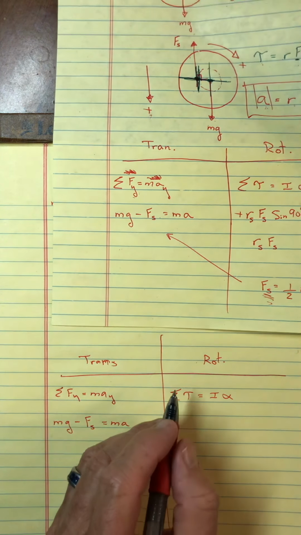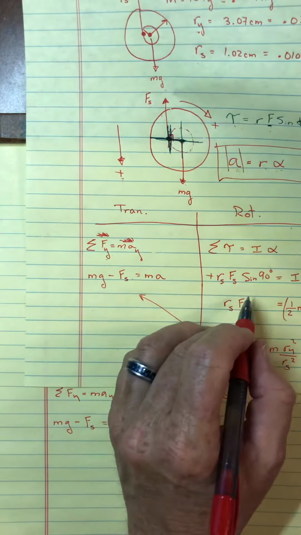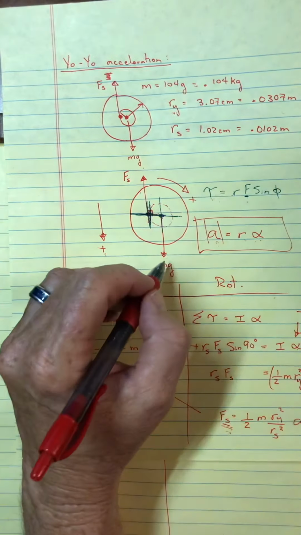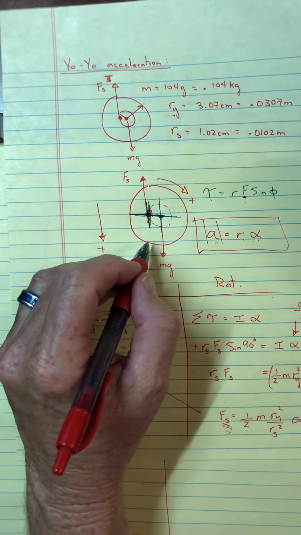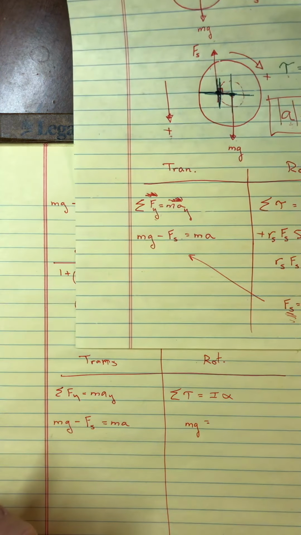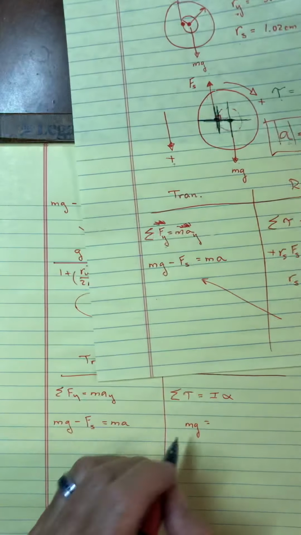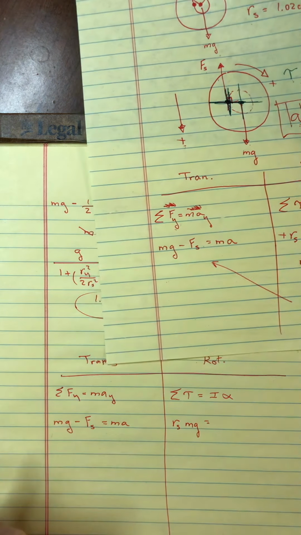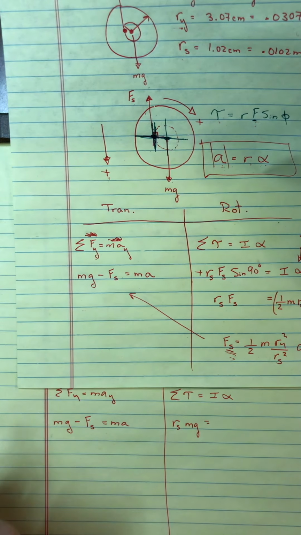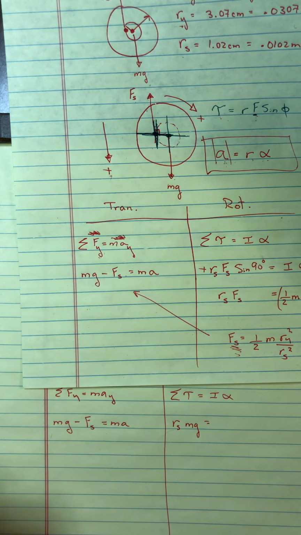So I would get zero torque from the string, so I won't even write anything here. But I would say that I get a torque from gravity, and so the force then would be mg. So here's mg. And the distance away would be this r sub s. And so that is different here compared to here, right?